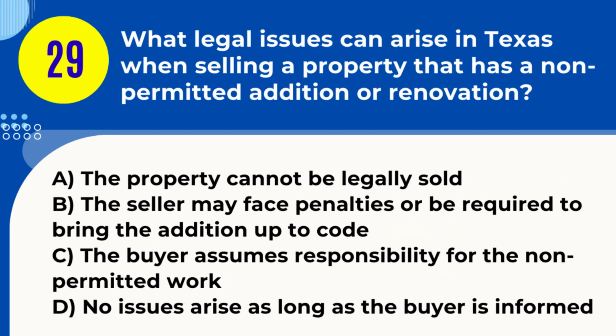Question 29. What legal issues can arise in Texas when selling a property that has a non-permitted addition or renovation? A. The property cannot be legally sold. B. The seller may face penalties or be required to bring the addition up to code. C. The buyer assumes responsibility for the non-permitted work. D. No issues arise as long as the buyer is informed. Answer: B. The seller may face penalties or be required to bring the addition up to code.